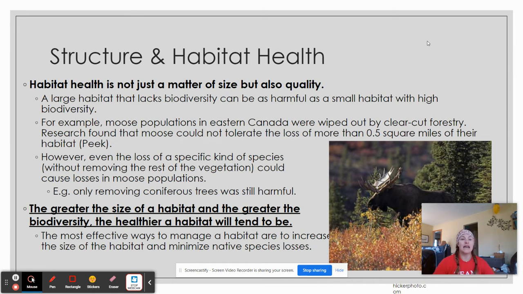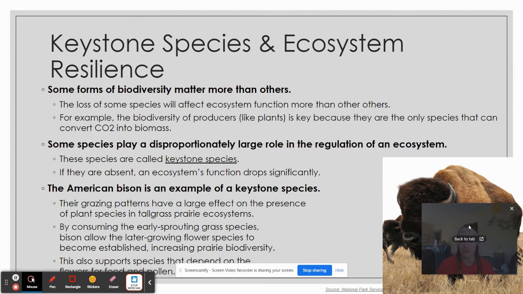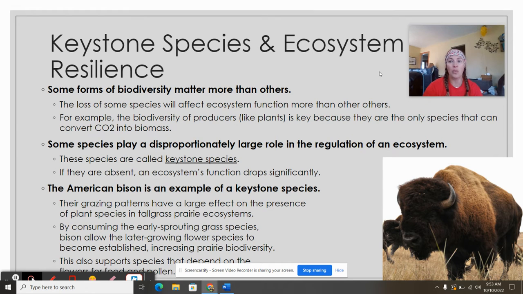So, the greater the size of a habitat, typically the greater the biodiversity, the healthier that habitat tends to be. With that, we need to keep in mind maintaining native species and minimizing invasives, minimizing habitat loss in general. With this, we also talk again about ecosystem resilience. When we have higher amounts of biodiversity, that ecosystem tends to be more resilient.